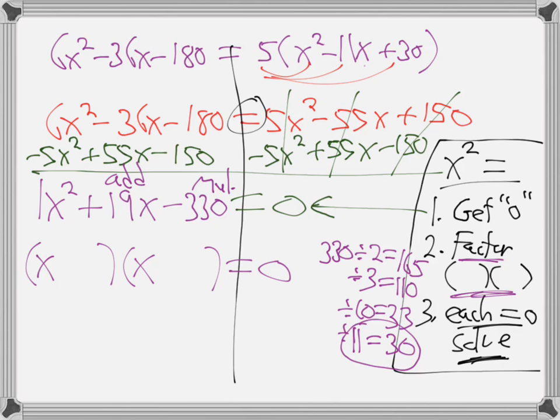Why bingo? Because if you subtract 30 minus 11, you get 19. You get that middle. There it is. When we say add in the middle, we mean add or subtract, right? If you add a negative, it's subtraction. So there's my pair. See what I did?